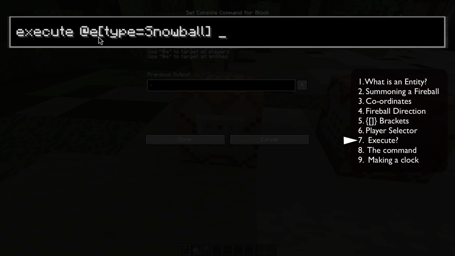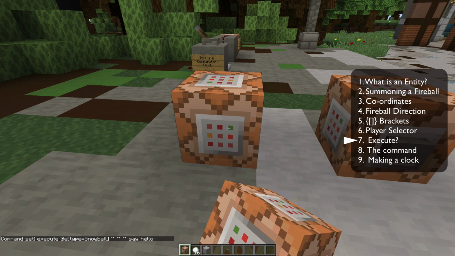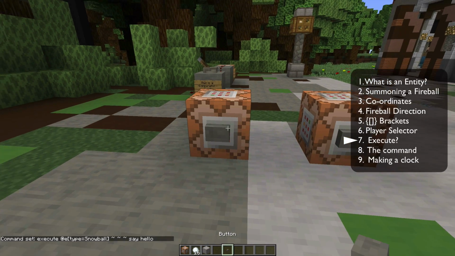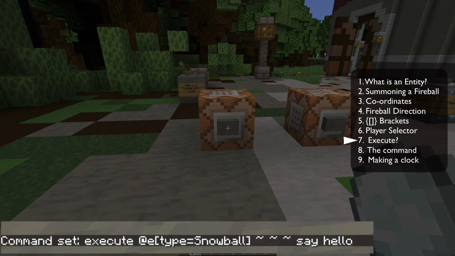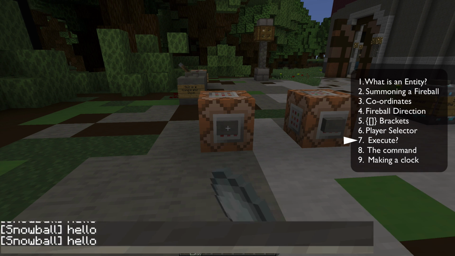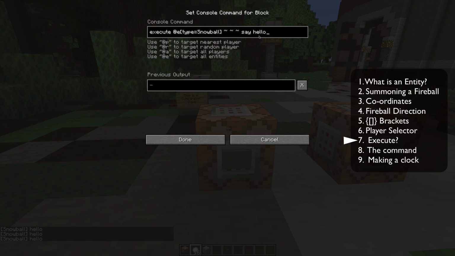And then we need to specify where it is going to be executing this particular command. So once again, we're going to be using these little tildes, which means it's going to execute it at the actual snowball. Now, a little fun thing I always do to see if something works is I execute a say hello. If I put a button on here, and I throw the snowball, and while the snowball's in the air, I press that, you'll see that the snowball is telling me hello, until it disappears and then it no longer tells me hello. So we now know that this execute is actually working.